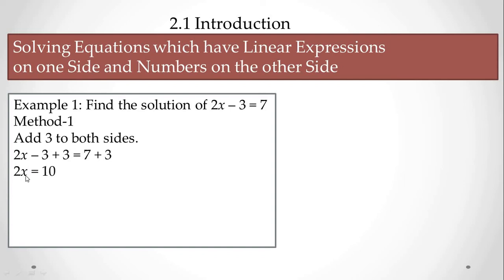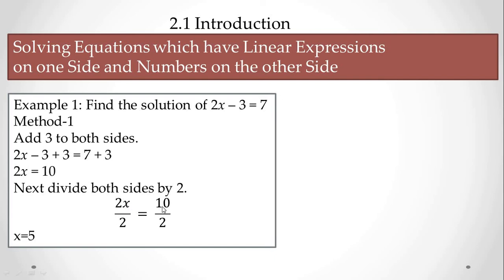So what will you do? You will divide both sides by 2. So on this side only x will remain. Divide both sides by 2, and finally your answer: here 2 will cancel, and here 2 fives are 10. So your answer is x equal to 5. Finally we got the value of x equal to 5.